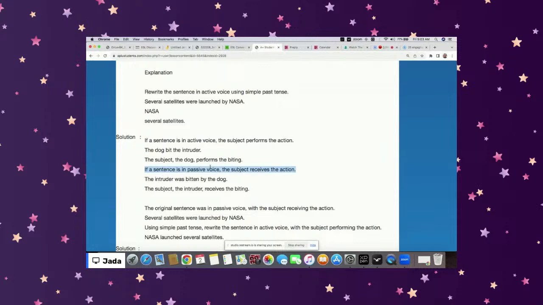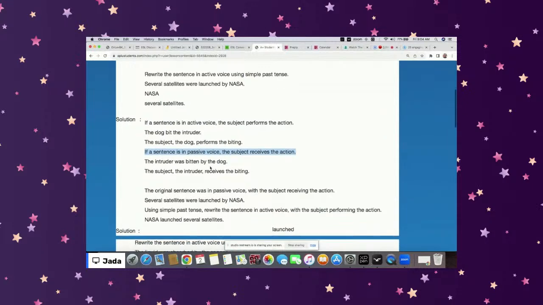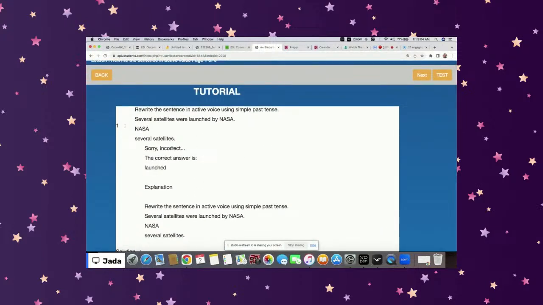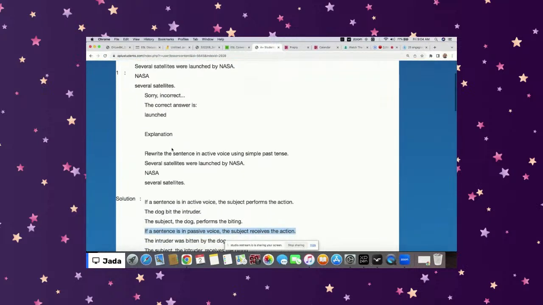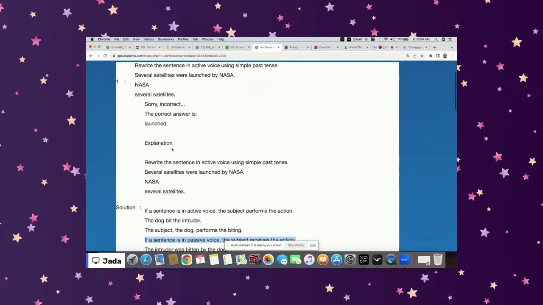The subject, the intruder, receives the biting. Like if you ask who was bitten, it's the intruder. So take notes that active voice, subject performs the action, passive voice, subject receives the action. Now let's look at some examples, because that's mainly everything for passive, knowing that in the active voice the subject is performing the action, and in the passive the subject is receiving the action.